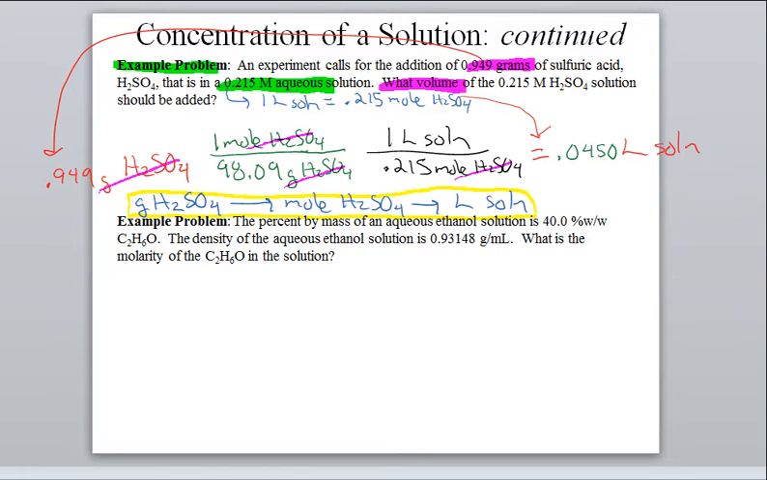The next type of problem is a little different than the previous ones we've just done. In this one, you're given the percent by mass of ethanol in an aqueous solution. And all you have to do in this one is convert that concentration unit into molarity. It's going from one concentration unit to another. It's the same concentration, but different units, so we're going to have different numbers.